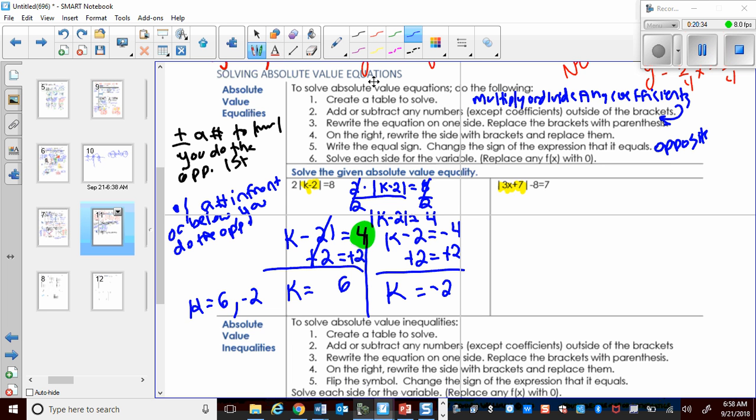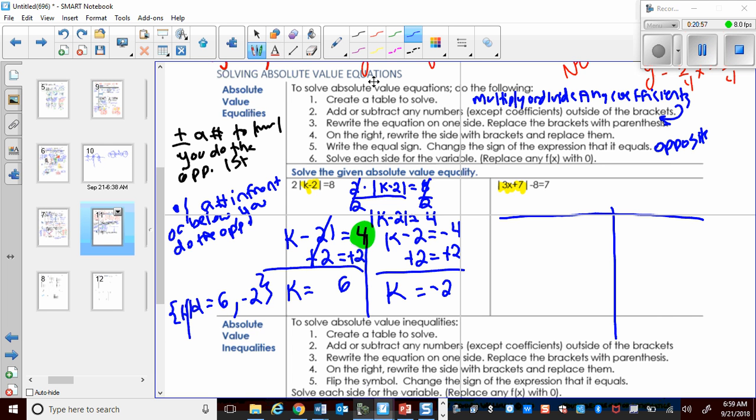Okay? If it was set notation, it would be curly bracket, k bar, close curly bracket. Okay? Next one, going back through, I'm going to create that table.